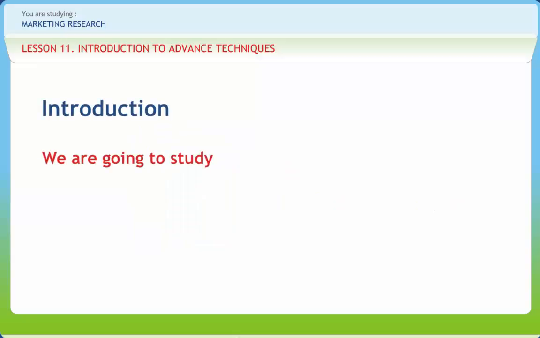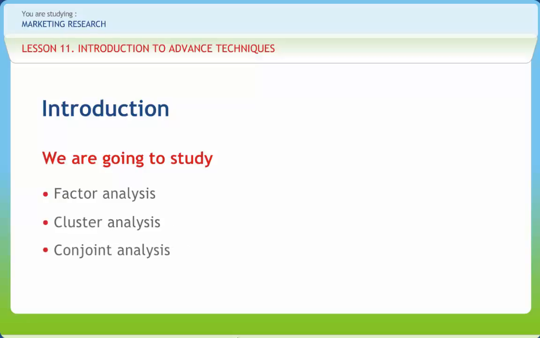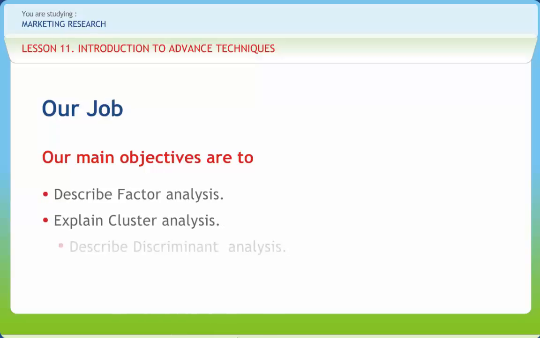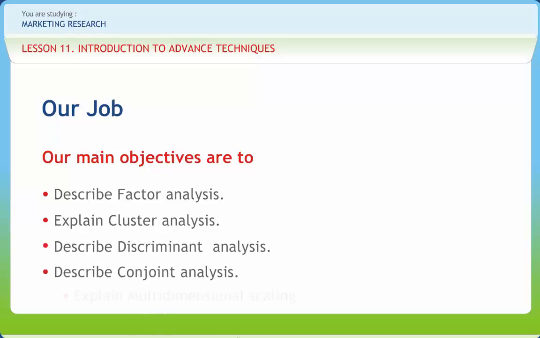We all know that statistics is a mathematical science pertaining to the collection, analysis, interpretation or explanation, and presentation of the data. In this lesson, we will describe factor analysis, explain cluster analysis, describe conjoint analysis, and explain multidimensional scaling. After going through this presentation, you should be able to describe factor analysis, explain cluster analysis, describe discriminant analysis, describe conjoint analysis, and explain multidimensional scaling.